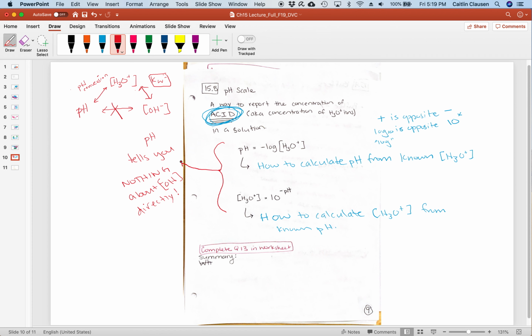So this is important to remember. We'll see what the actual scale is, but you can now complete question 13 in your worksheet, and then pause the video, do it, and then we'll give a quick summary. So based on what you've calculated in your worksheet, what pattern did you see emerge around the pHs?